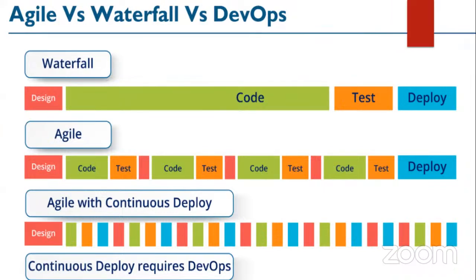Basically, a linear model in which we just follow design, code, test, and deploy. Okay, everything, design, code, testing, deploy, happens in the waterfall model. But if you give this answer in the interview, they will not shortlist you. 100% they will not select you.